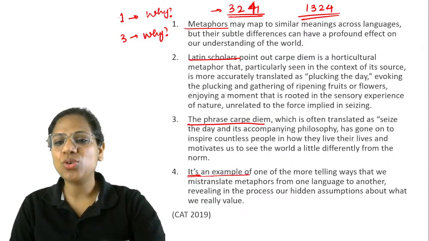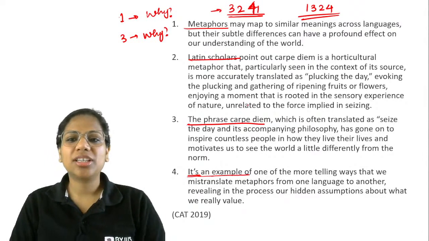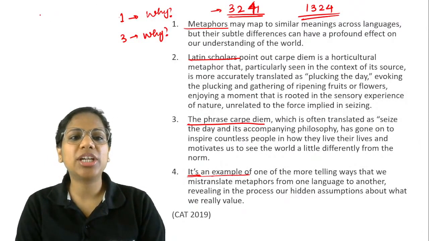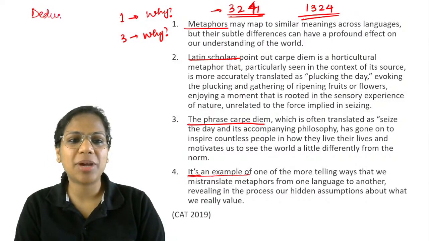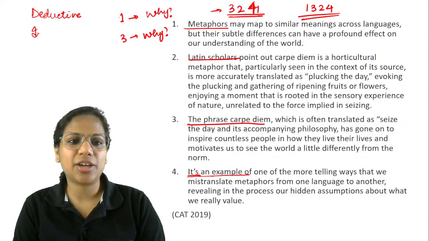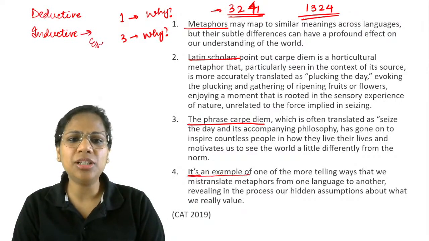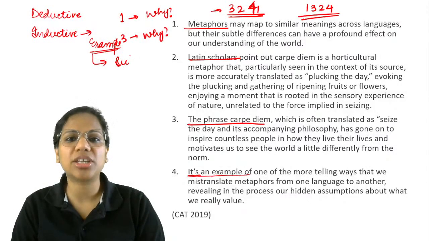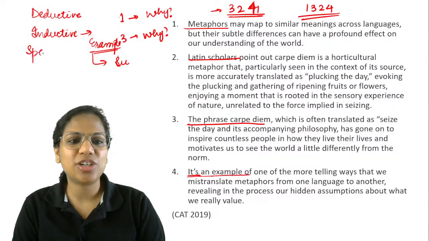Now there are two ways of looking at it, whether you are looking at it as a deductive paragraph or as an inductive paragraph. As an inductive paragraph, you will go from example to basically a sort of summing up of the idea, basically from specific to general. That's what I mean to say. Specific to general.